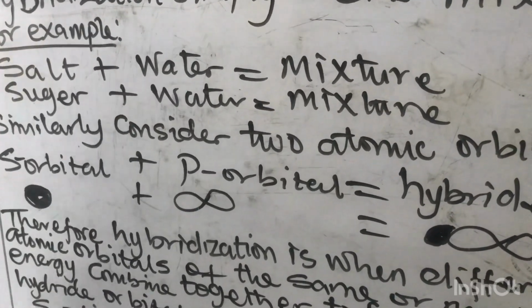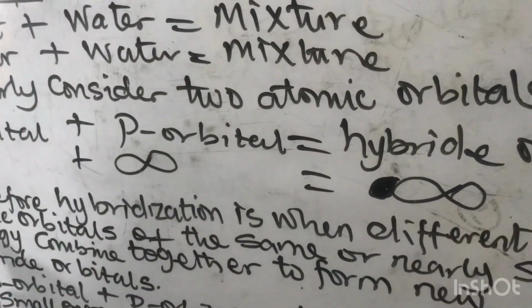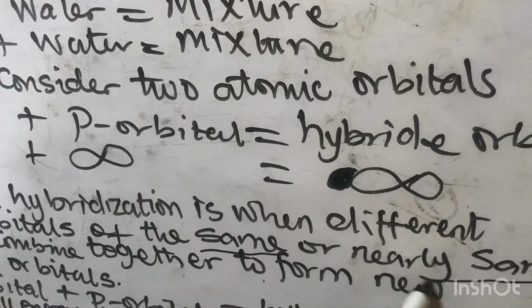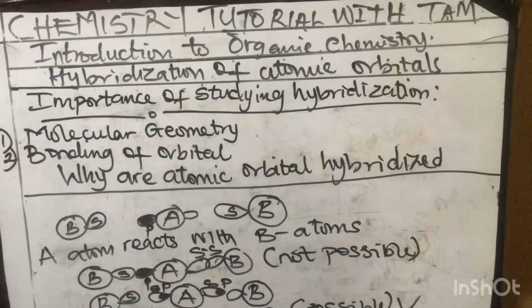Therefore, the standardized definition of hybridization is when you mix two atomic orbitals of the same or nearly the same energy to combine together to form a new orbital.